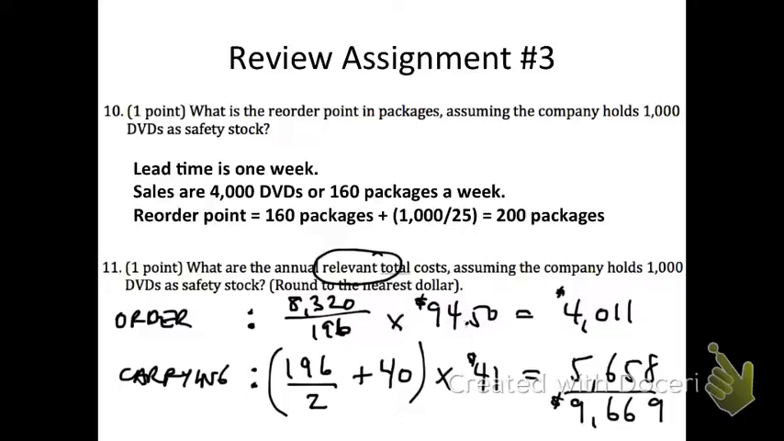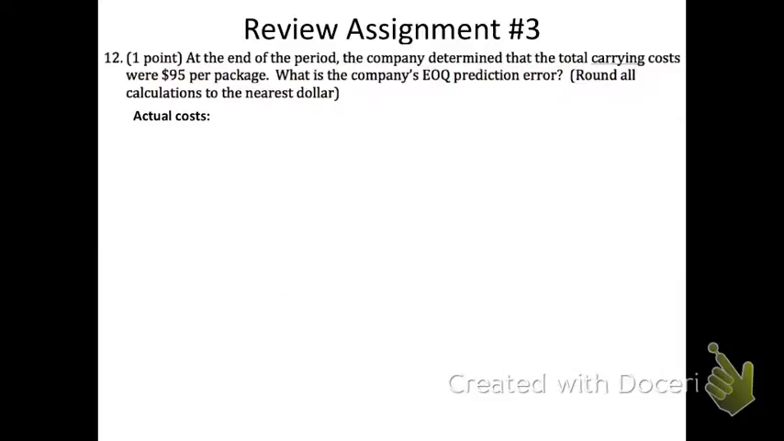All right, now we're going to look at this EOQ prediction error. And so we determine the economic order quantity at the beginning of the period. And so the economic order quantity we determined is 196 packages. And so notice that when we determined 196 packages, we were estimating what demand would be, what the ordering costs, and what the carrying costs would be.